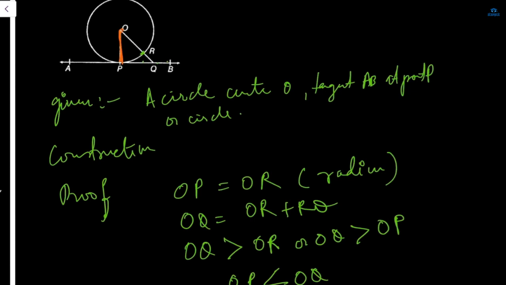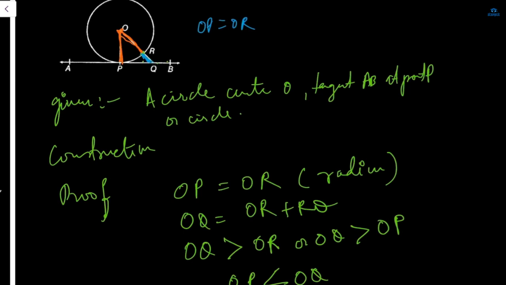Okay, on the tangent. So that means Q will lie outside the circle. Now Q, since it is lying outside the circle, so I'm taking two parts of OQ. One that is inside the circle, OR, the radius of the circle, and the extra portion which is outside the circle. Now OP will be equal to OR. Yes, because they are the radius of the circle.